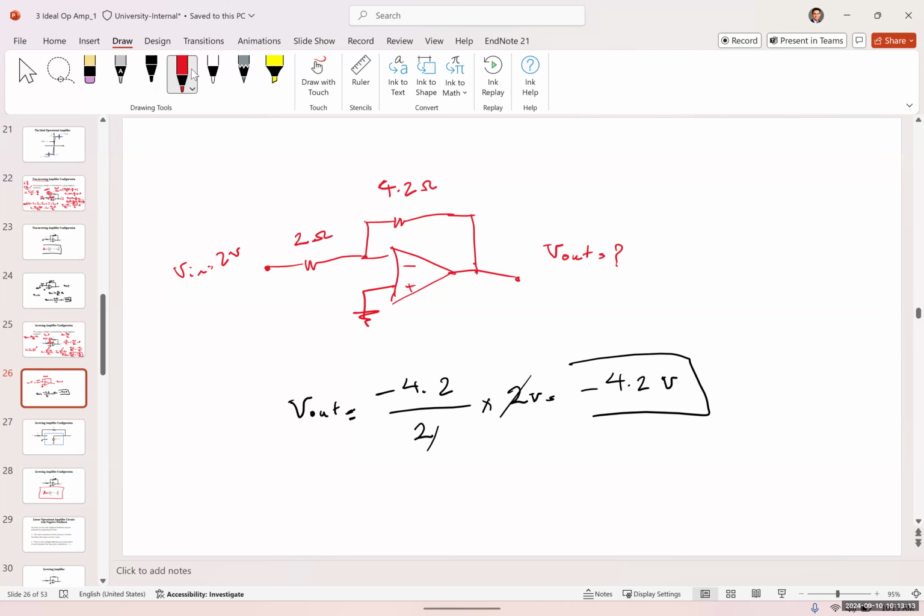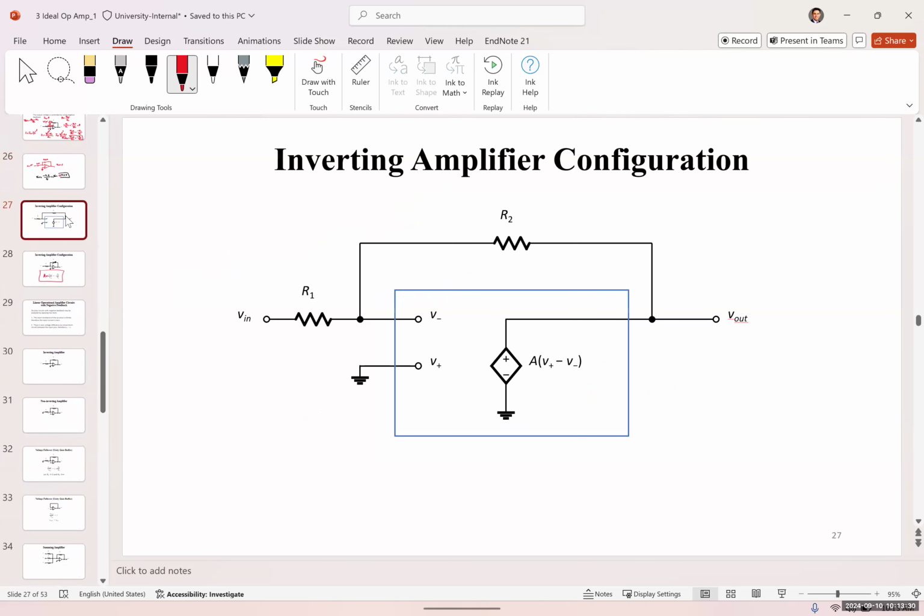So as we can see, the input was a positive voltage, and now the output is a negative voltage. Since it's inverting the input, it's called an inverting amplifier. The model for an inverting amplifier, if we want to show it, we can show it with a dependent voltage source, and the feedbacks R2 and R1 are also connected there.